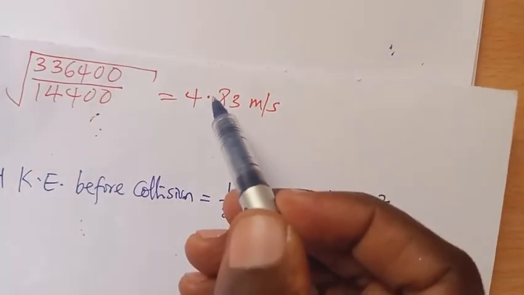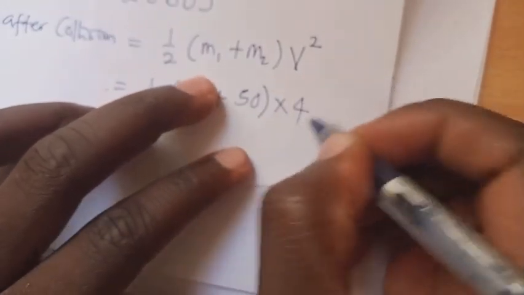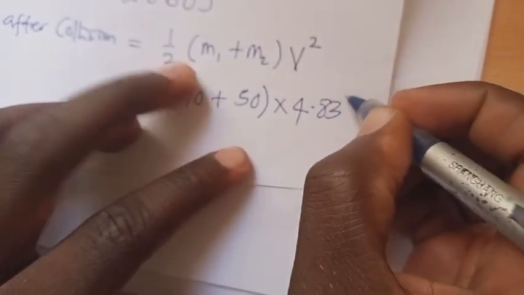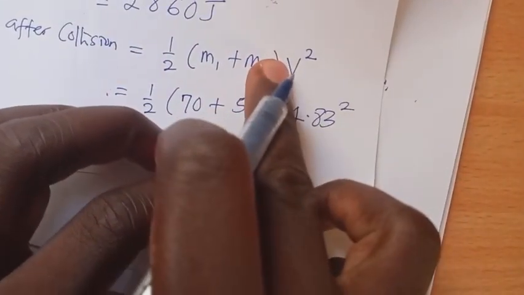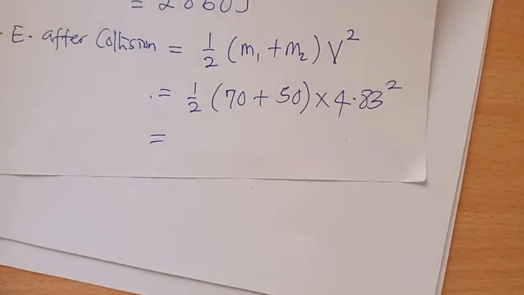Where is the common velocity? Okay, look at it here, 4.83 meters per second. So we put that 4.83, and then we square it because it says we should square that. So this is equal to, okay, let me show you that again.